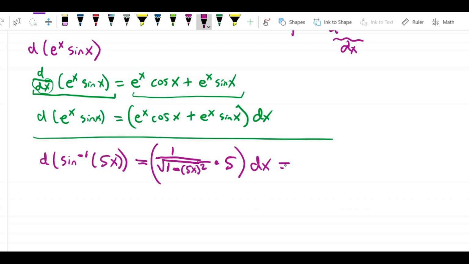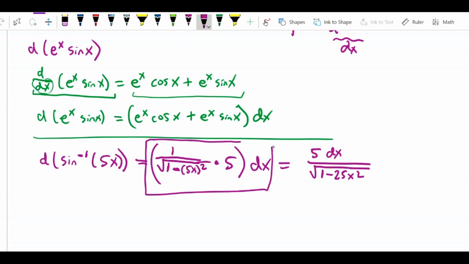Except we can at least clean up the expression a little bit. This is going to be 5 dx over the square root of 1 minus 25x squared. So either this or this would be a perfectly valid answer to that question.